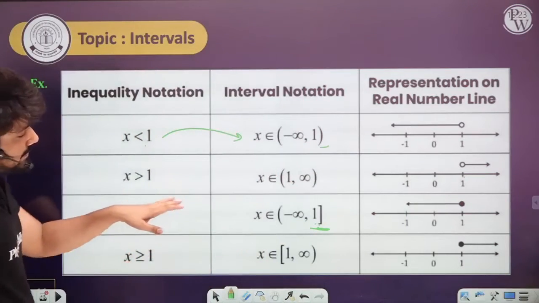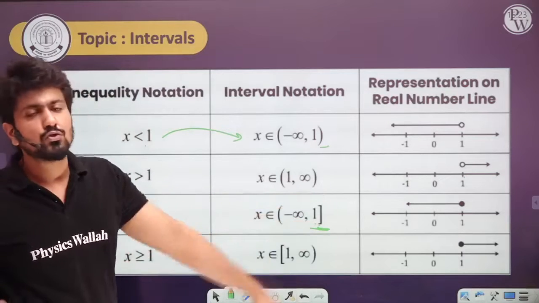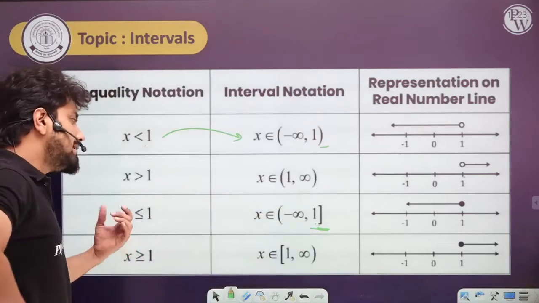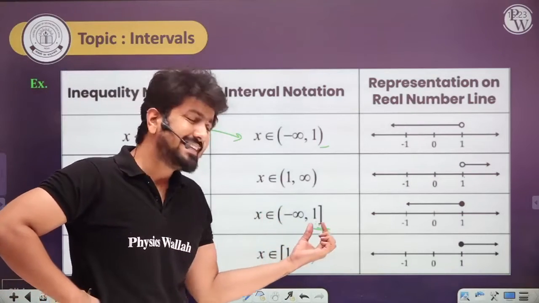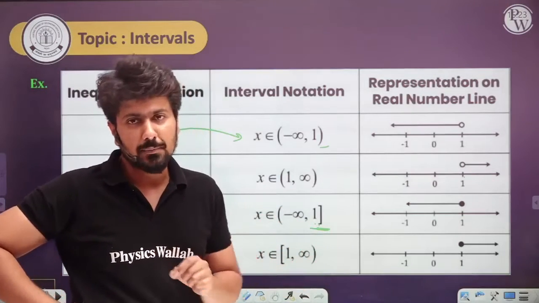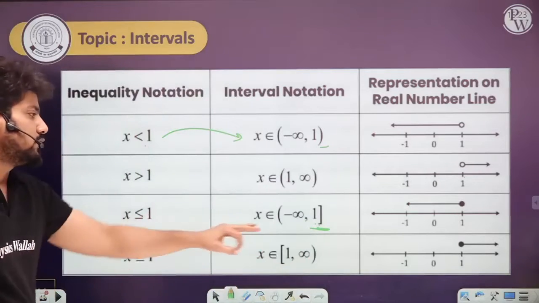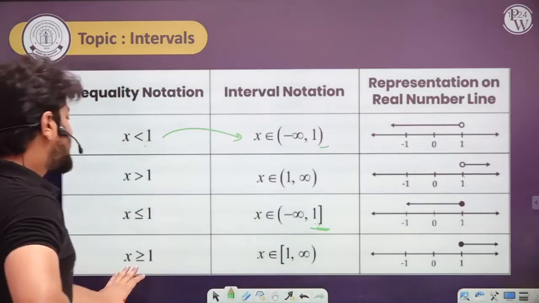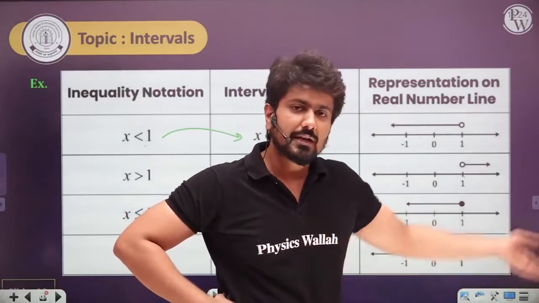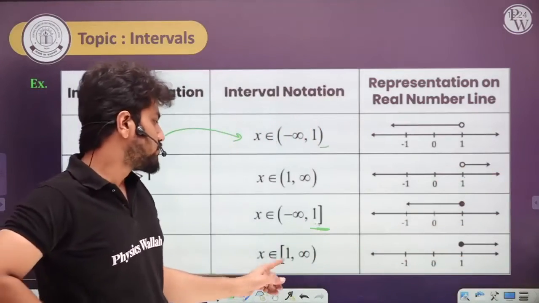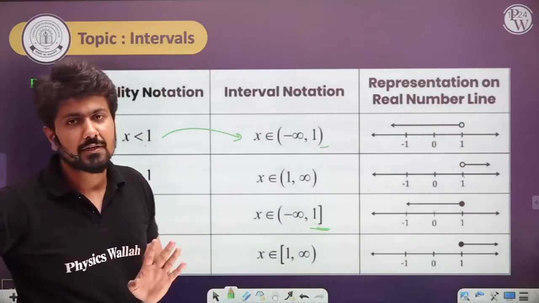X greater than 1, we can express it like this: X belongs to open bracket 1 to infinity. X less than or equal to 1, we are going to express it as minus infinity to 1 close bracket on 1, because we have equality over here. Okay. X greater than or equal to 1 means in the right of 1. So X belongs to close bracket 1 to open bracket infinity.